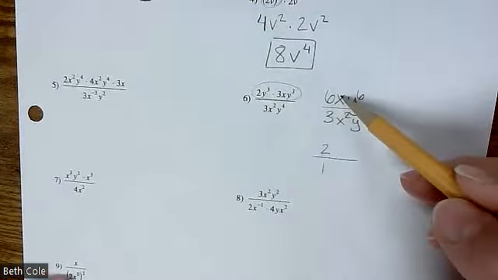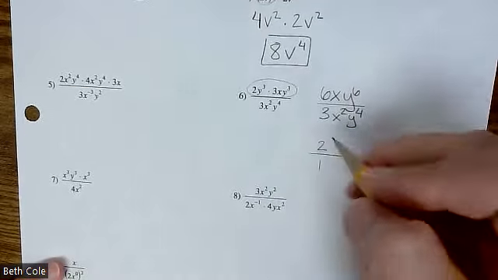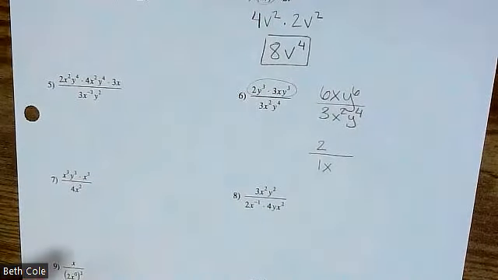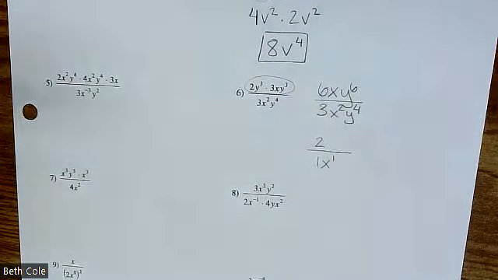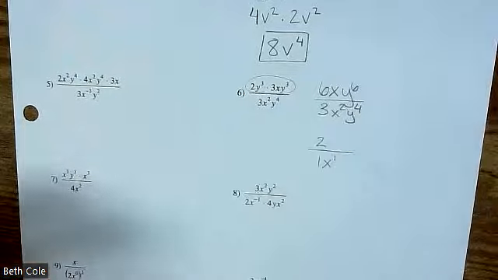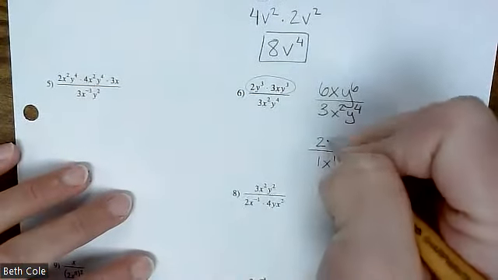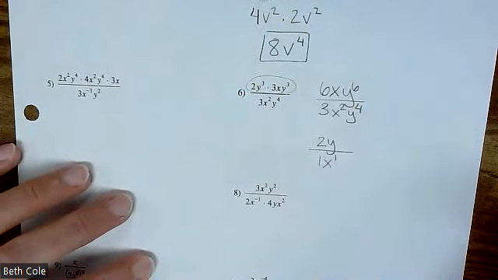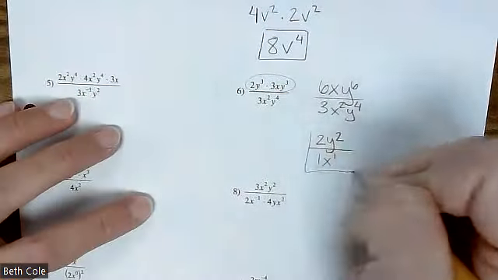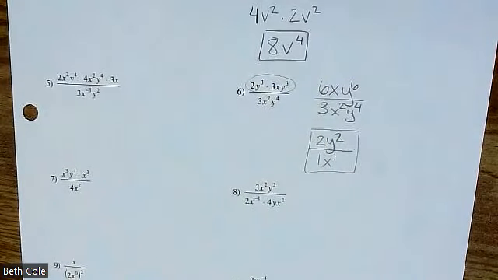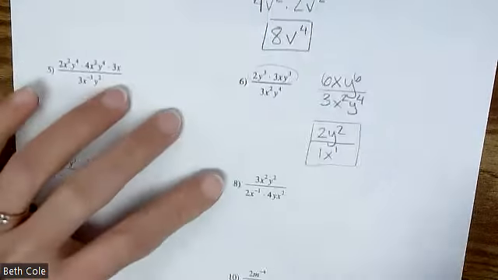Which side wins for the x's? The bottom wins by how much? 1. So you can put the 1 if you want to or not. Which side wins for y? The top by how much? Good. 6 minus 4 is 2. And then that's your answer. And again, if you don't want to write those 1s, you don't have to. Good. This is going well because you guys are listening to me.